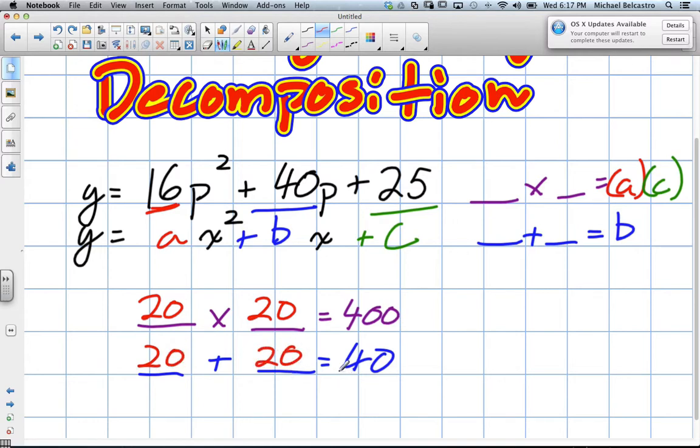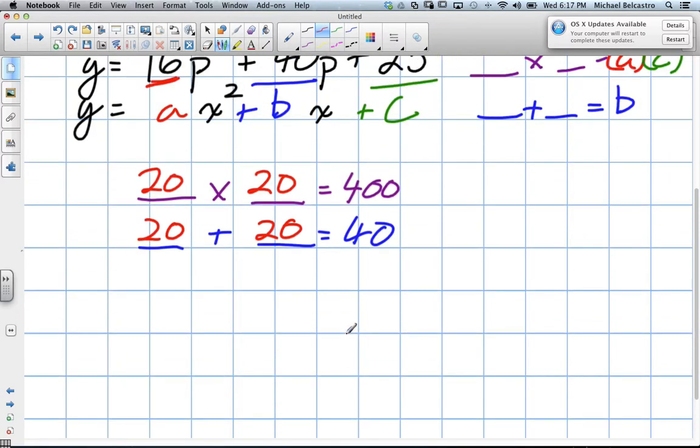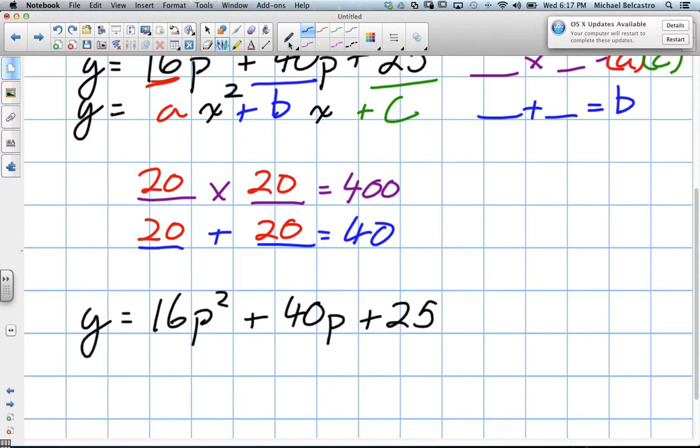Good. Now that we've done this, these two 20s become very important. So we rewrite our original: y equals 16p squared plus 40p plus 25. The reason these 20s are really important is because they've told us we can split this middle term, this 40, into two sets of 20. And this is going to help us with our factoring.